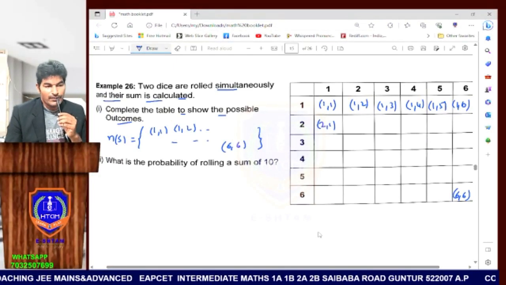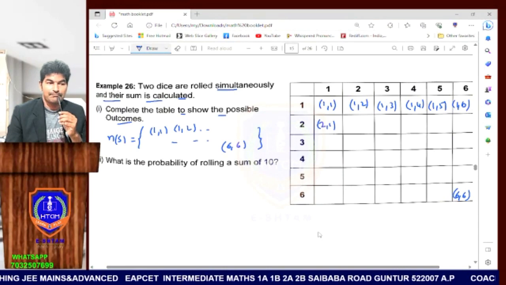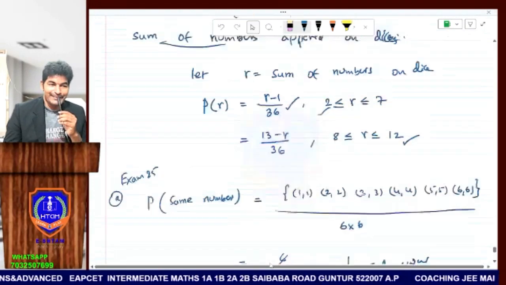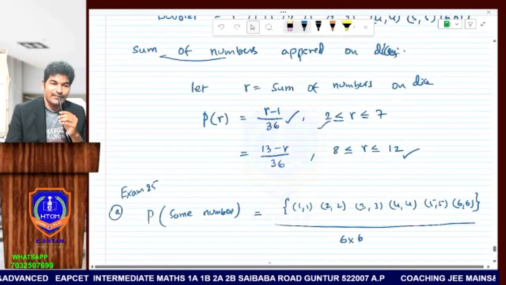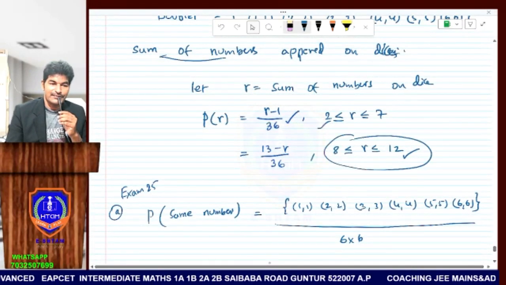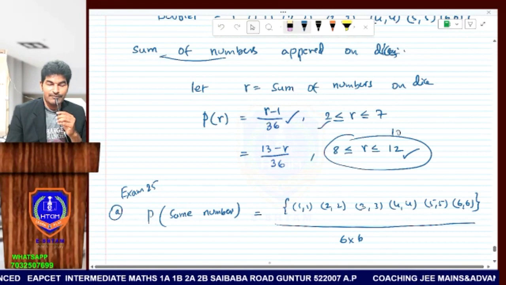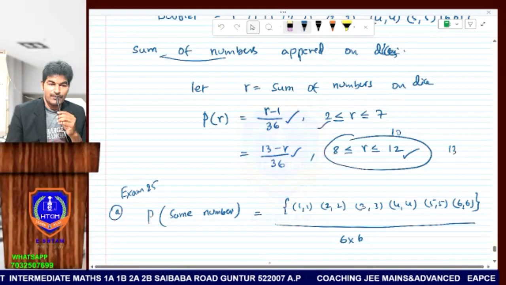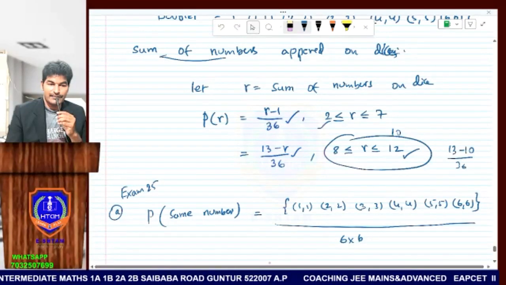Next, what is the probability of rolling a sum of 10? Actually, we should not use the shortcuts I told you about. Sum 10 lies between 8 and 12, right? So you can use this formula. Replace R with 10. Then how much will the probability be? 13 minus 10 over 36. It will be 3 out of 36.